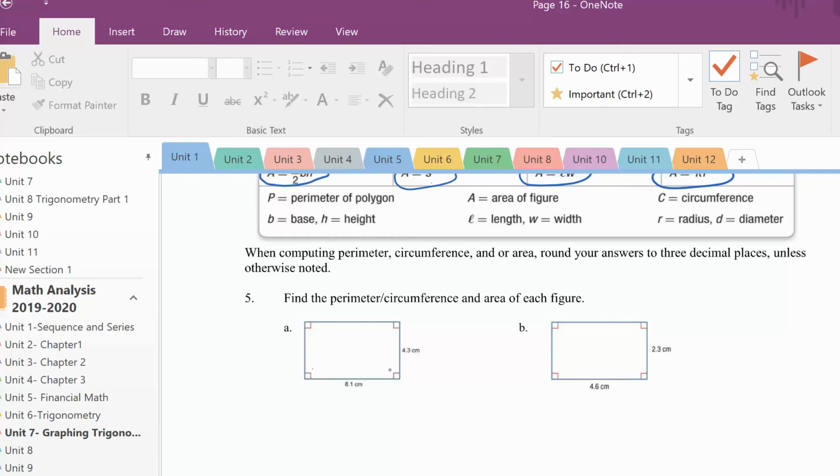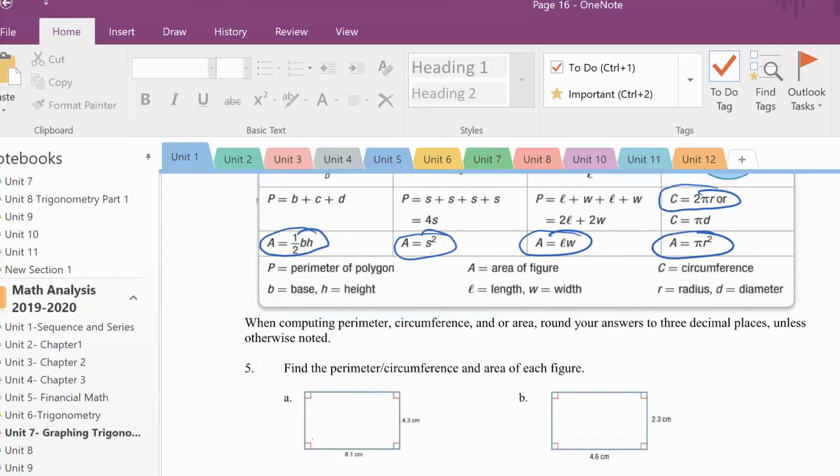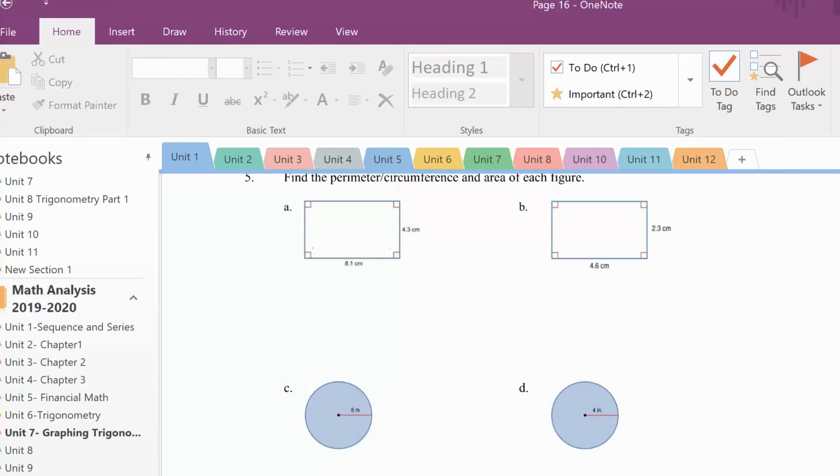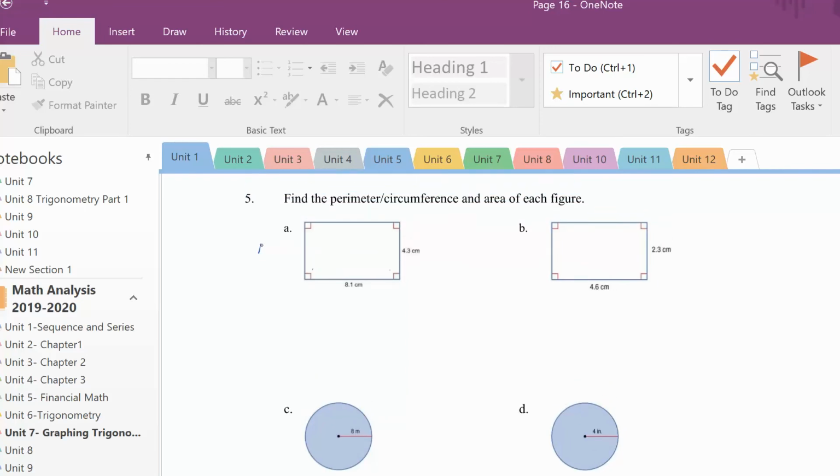since this has 4 right angles, this is a rectangle. It's not a square, because remember, in a square, all the sides would be congruent. So it's a rectangle, and remember, in a rectangle, the opposite sides are congruent. So this is 4.3 and 8.1.